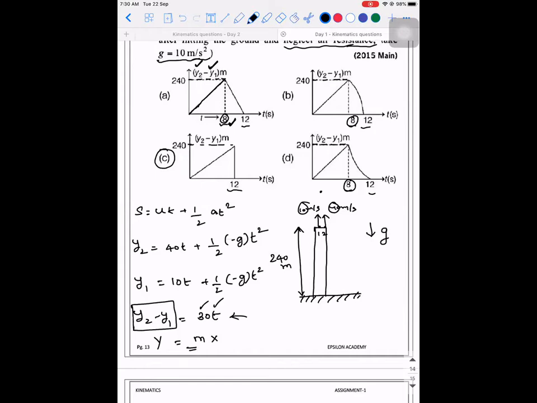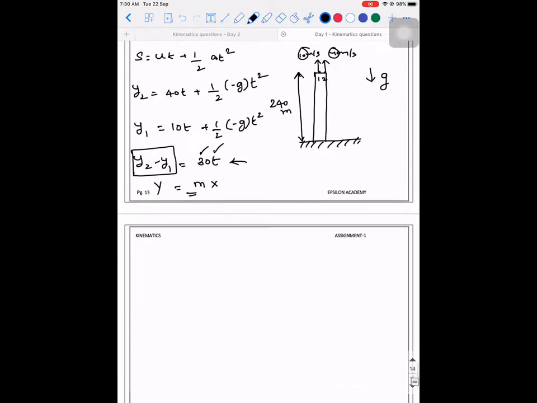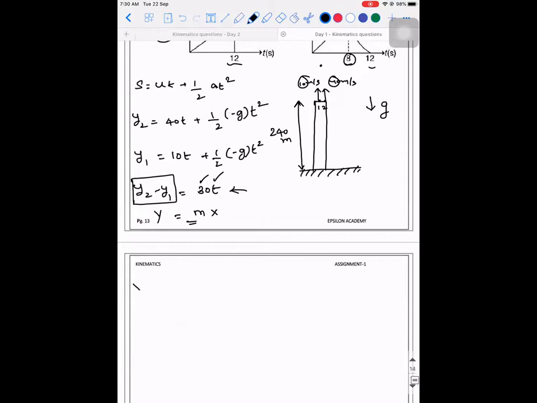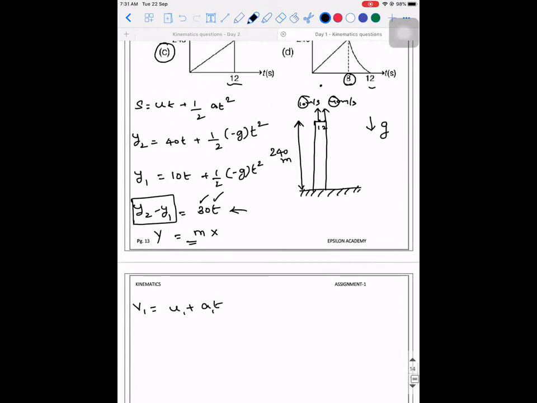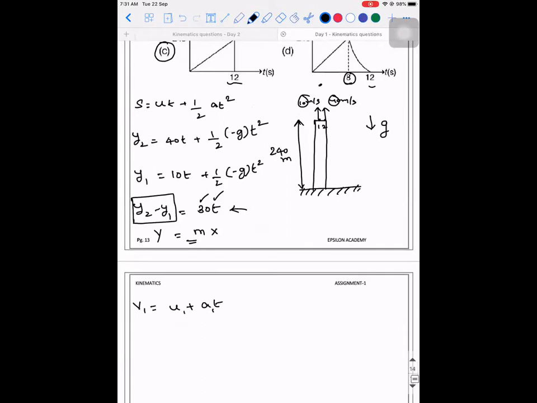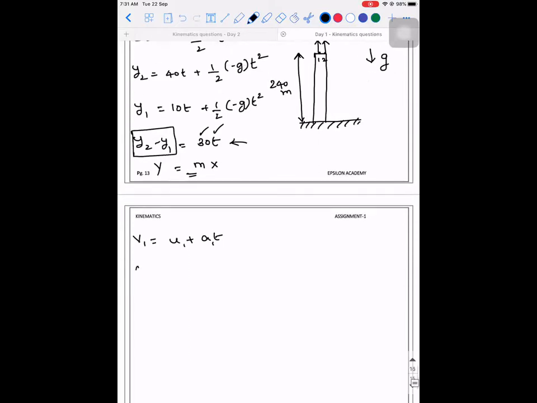So after 8 seconds, first we need to analyze the individual motion of the object. So v1 is equal to u1 plus a1 t. Right? So when will the first object reach the highest point? Can you find out and tell me when the first object will reach the highest point? Zero, 10 minus 10.